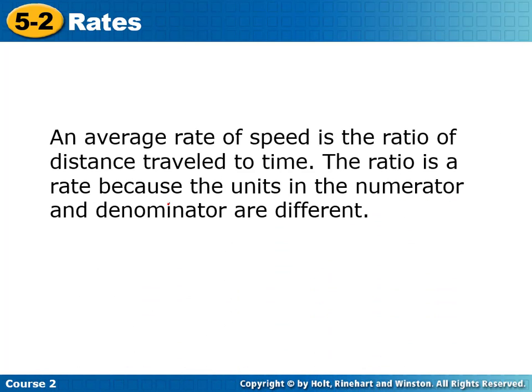So the next part says an average rate of speed is a ratio of distance traveled to time. The ratio is a rate because the units in the numerator and denominator are different. Anytime we're talking about a rate of speed, I want us thinking about a particular formula that we've used in both science and math, and that is D equals RT. Distance equals rate times time.